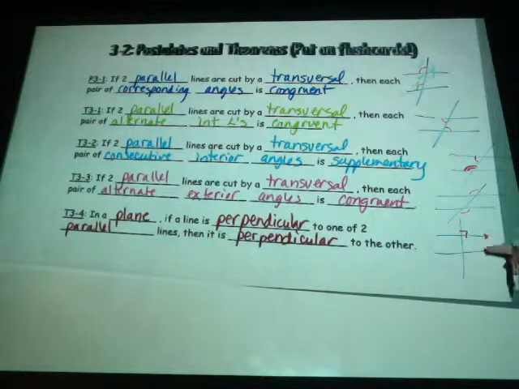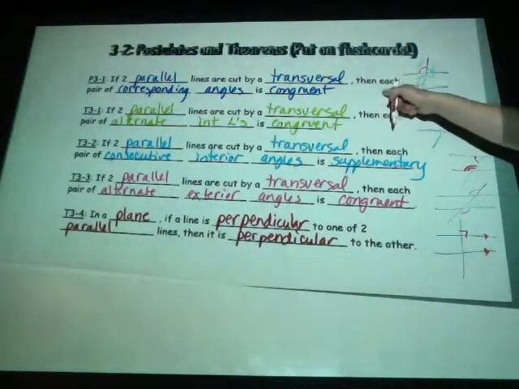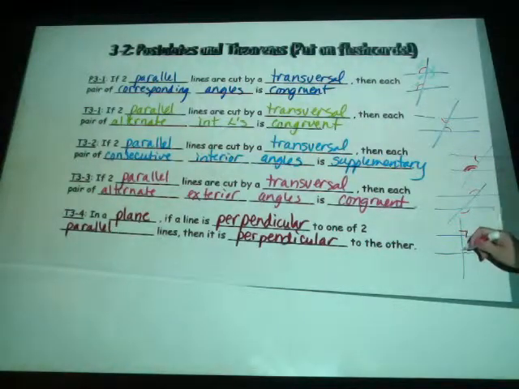So if a line is perpendicular to one of two parallel lines, then we're going to make the assumption that it's perpendicular to the other. Mostly we can use this postulate right here to prove this, because what kind of angles would these two right angles that I've marked there be?